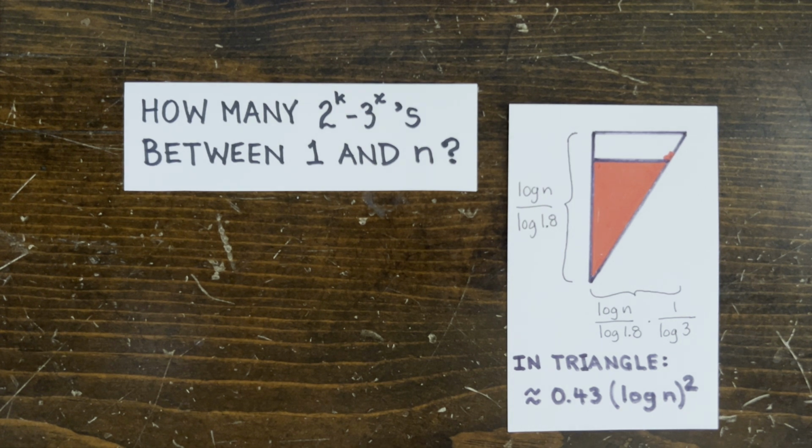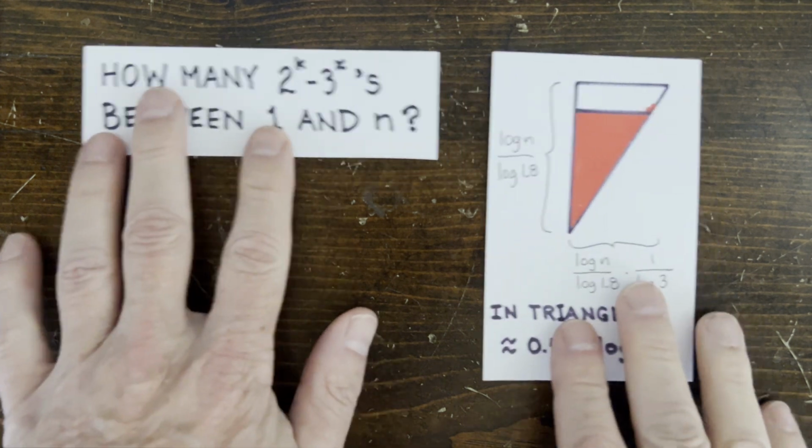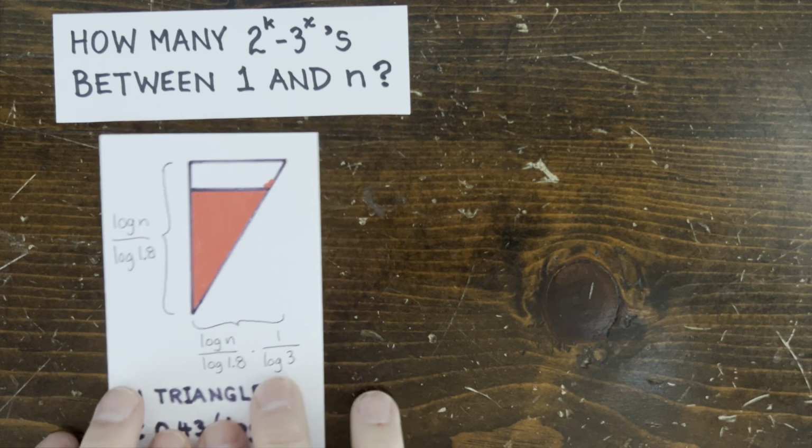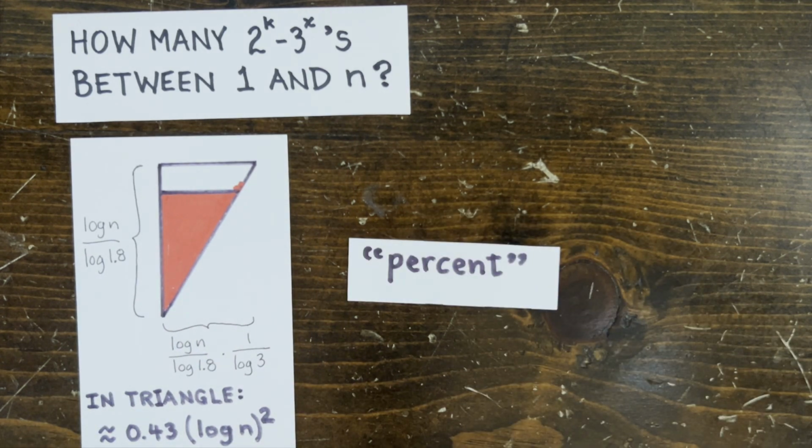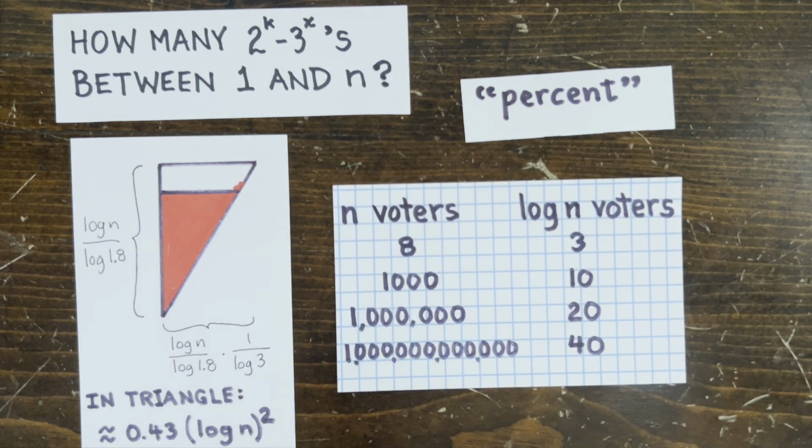That means there are at most log n squared values of 2^k minus 3^x between 1 and n. And that's not too many. If you were running for office and got log n % of the vote, well, if there were 8 voters, you get 3. If there were 1,000 voters, you get 10. If there were 1,000,000 voters, you get 20. And if there were 1,000,000,000,000 voters, you get 40.